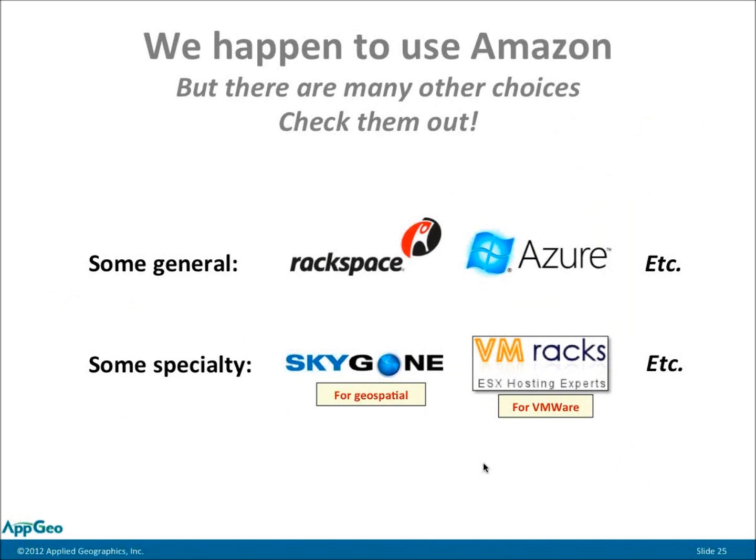So again, just to reiterate, we happen to use Amazon, but there are many other choices out there. Some of the choices are big players for general infrastructure as a service, Rackspace and Azure notably. But there are some specialty shops. There's a shop out of Redlands, California called Skygone that specializes in hosting ArcGIS Server and other geospatial software packages. And for the state of Oklahoma for a while, we used an outfit called VMRacks. We had used VMware internally for a while, and VMRacks specializes in hosting VMware-flavored virtual machines. So we were comfortable using a smaller outfit that specialized in that platform. And they did a great job for about 2 years.